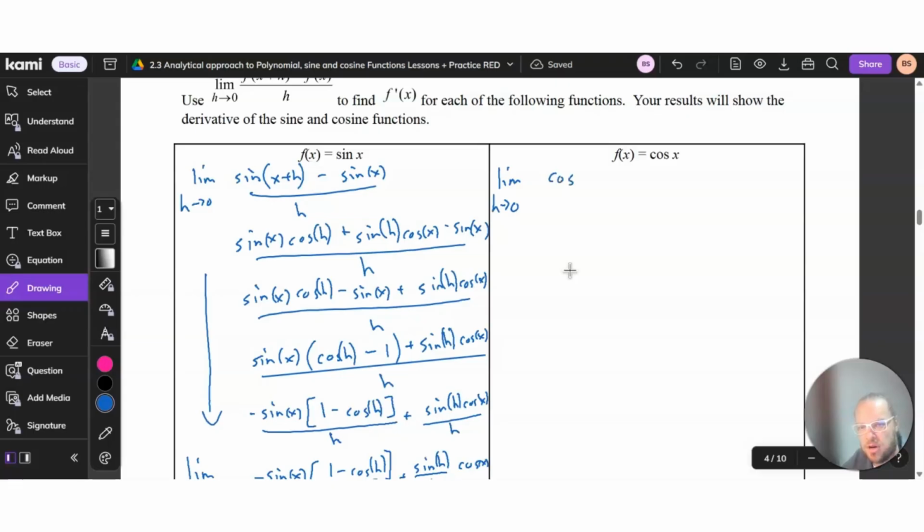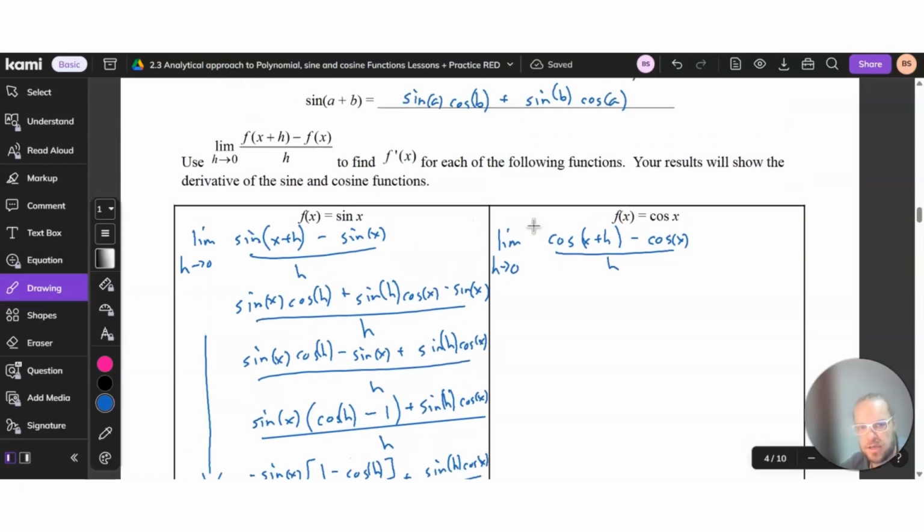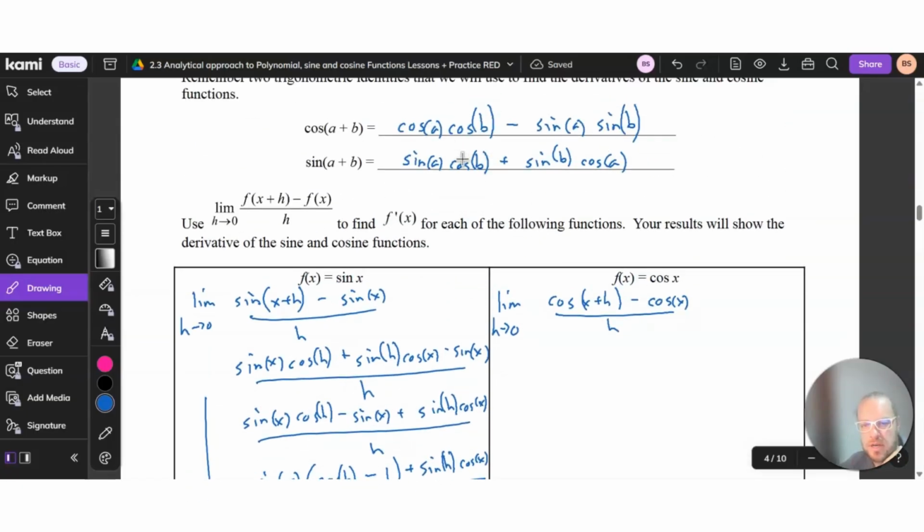So this would be the cosine of x plus h minus the cosine of x all over h. And if we go up here so you can actually see it, this is where it's cos A plus B. So cos x cos h minus sine x sine h minus cos x. You can probably get the idea that once again I need to move that cosine over here so that I can pull it out.